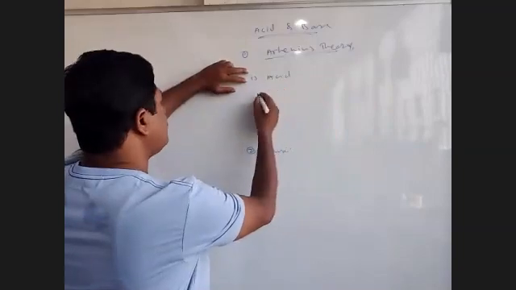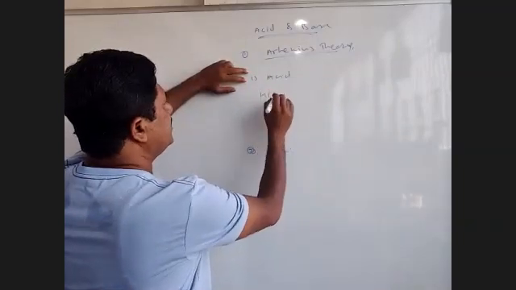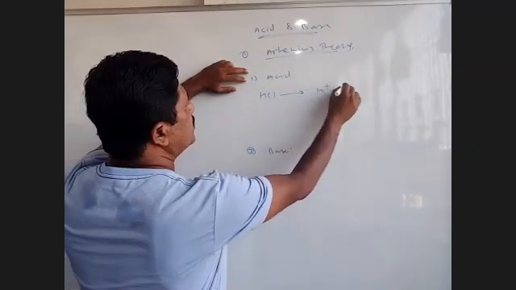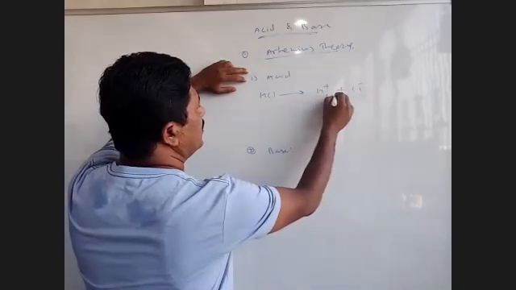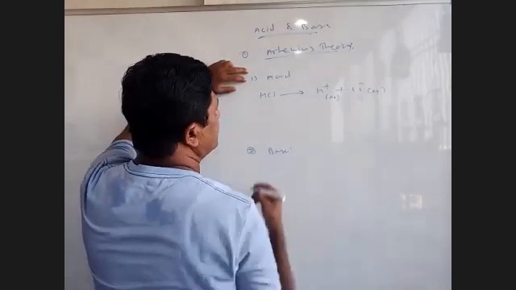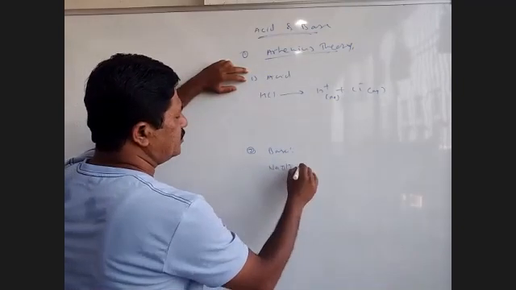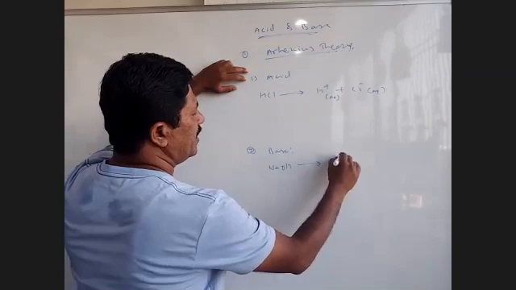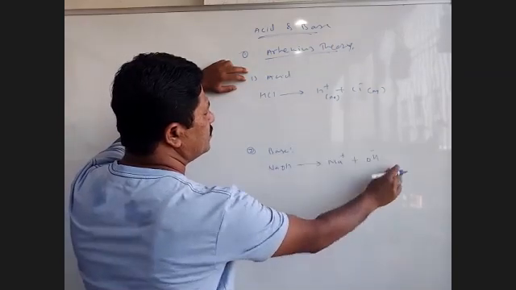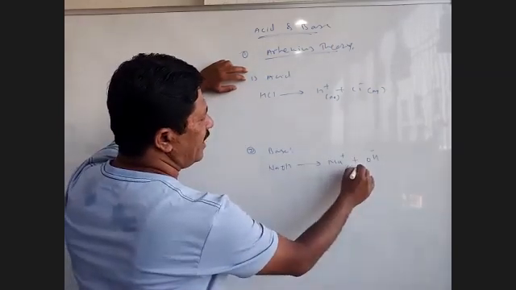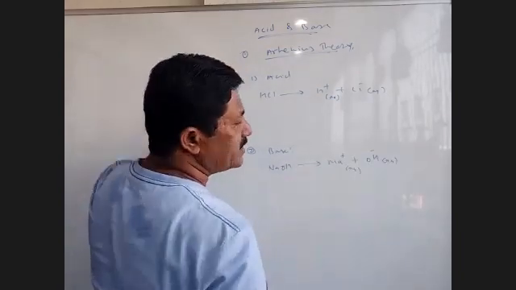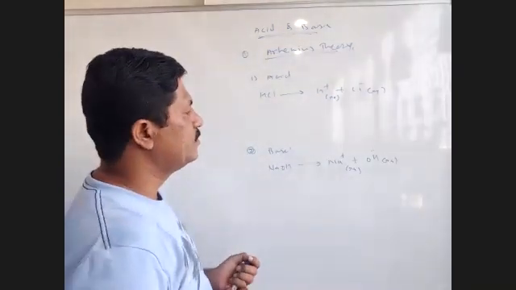Suppose HCl is a substance which produces H plus and Cl minus in aqueous solution, and here we have NaOH, which dissociates to produce Na plus and OH minus, again in aqueous solution. AQ represents aqueous, the water solution. So these are the two examples.